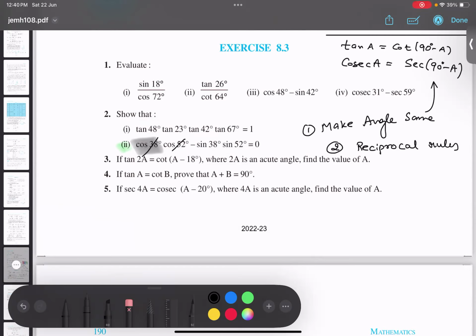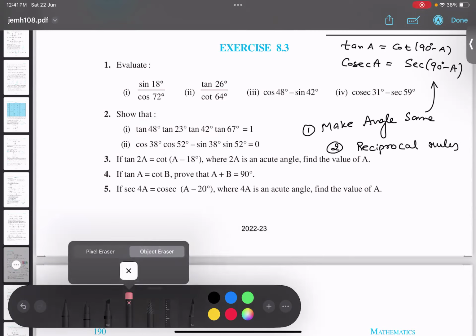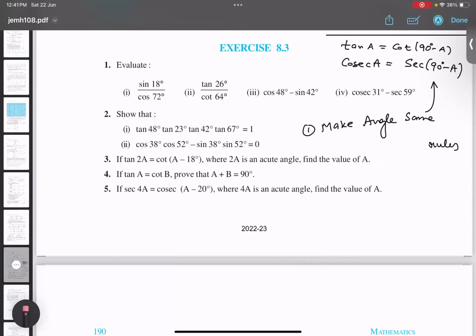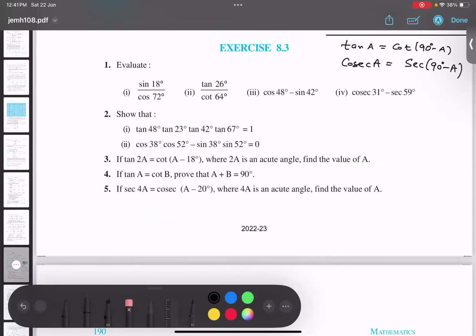So this cancels, this cancels, this cancels, this cancels. So 1 minus 1, 0. So the answer will be 0 in this case. Fine. So this part 2 is your homework. Now moving on to question number 3. That is very, very important. Question number 3 is important.